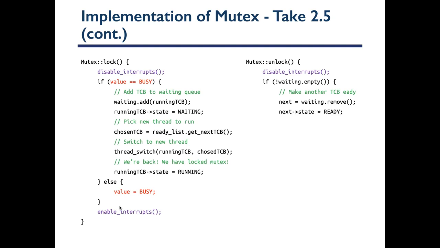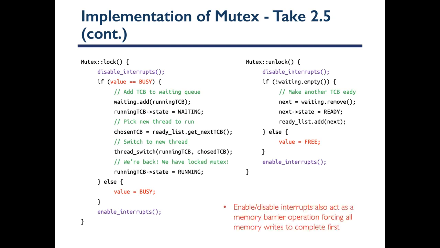So you remove one, and they were waiting, right? So you make them ready. You're not going to make them running. You make them ready. You put them on the ready list, and if nobody is waiting, you just make the lock free. You enable interrupts, and you're done. So now the thread that you picked has become ready. So next time they would be picked up and they would start executing.